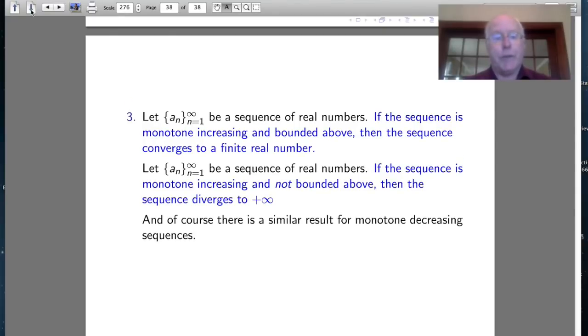And finally, just to keep in mind, although we won't use it very often, there is a similar result for monotone decreasing sequences. In this case, if a sequence is monotone decreasing and not bounded below, then it must diverge to minus infinity. So please keep these definitions in mind. We'll use them as early as the next section where we introduce infinite series and what it means for an infinite series to converge.